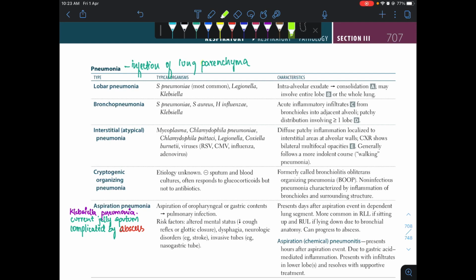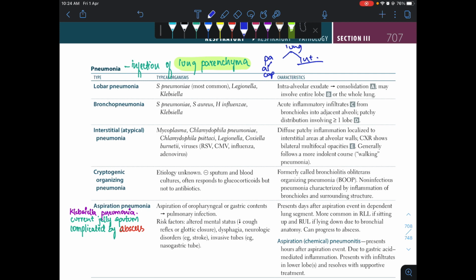Now let's study pneumonia. Pneumonia is an infection of the lung parenchyma. As we know, the lung can be divided into parenchyma and interstitium. The parenchyma involves the alveoli and the capillaries. The interstitium has the collagen and the connective tissues. And pneumonia is basically an infection of the lung parenchyma.